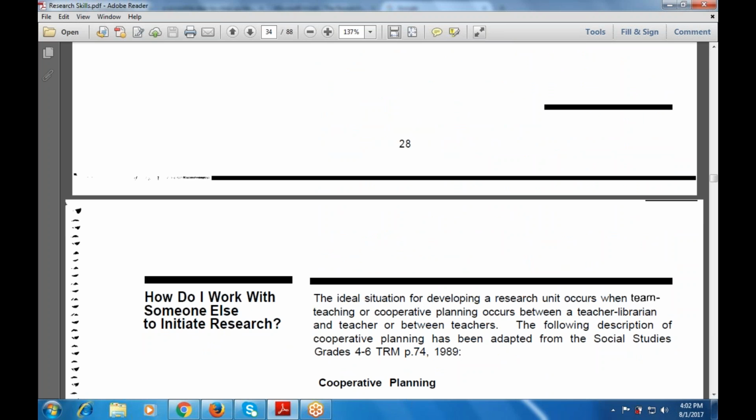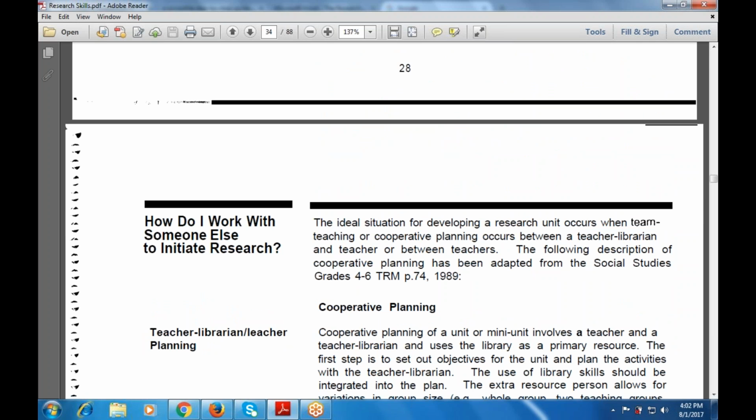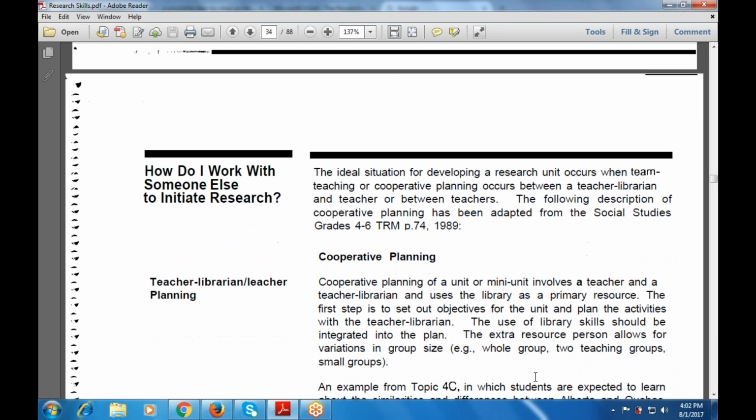Now, how do I work with someone else to initiate research? The ideal situation for developing a research unit occurs when team teaching or cooperative planning takes place between a teacher librarian and the teacher, or between teachers. The guidelines on cooperative planning have been adapted from the Social Studies grade 4 to 6 TRM.